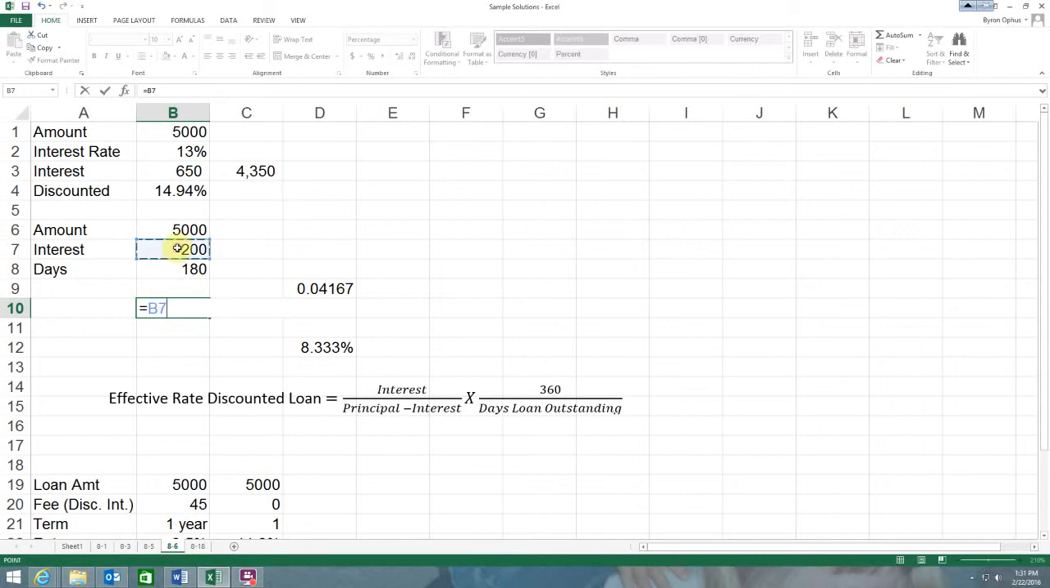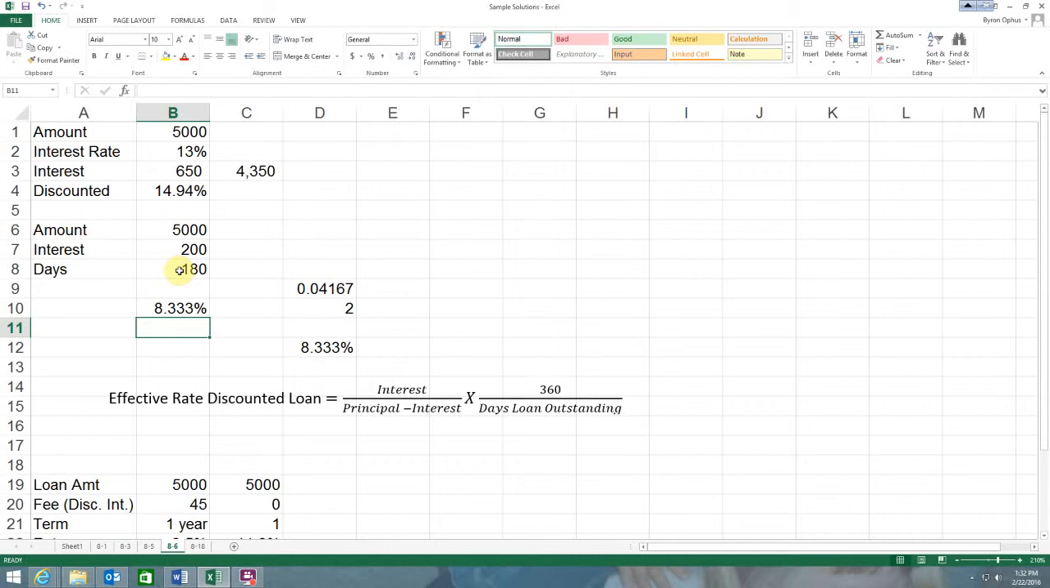I can just put the whole thing into one formula here if I want. So my interest divided by, I'm going to need parentheses, my principal, 5,000 minus my interest, and parentheses, times my 360. Oops, I don't have that down any place, so I'm just going to put a parentheses and type in 360 divided by my days outstanding, which is 180, parentheses. That should work. Okay. 8.33% is my effective rate on a discounted loan there.